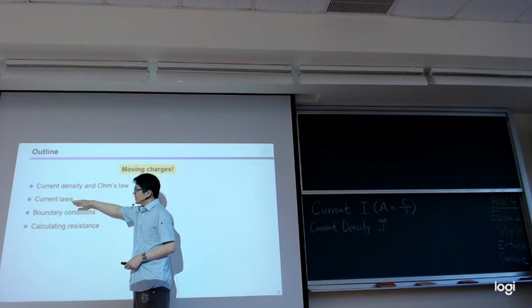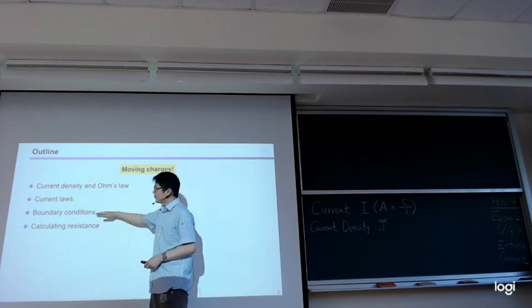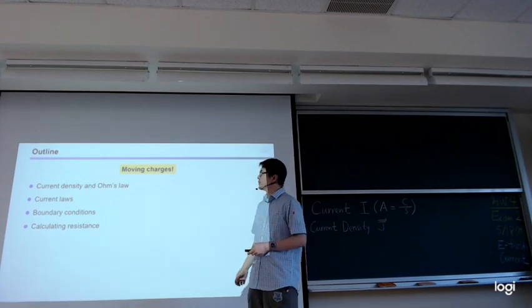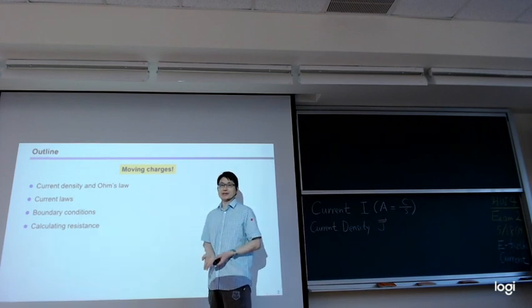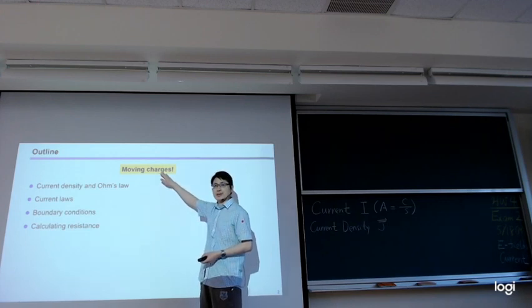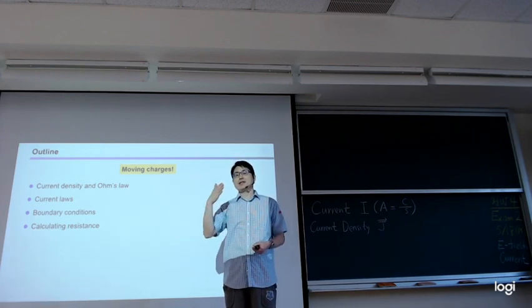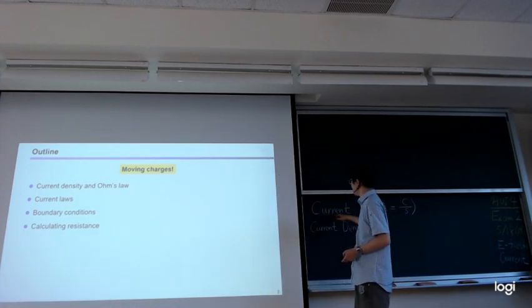And then we are going to talk about Kirchhoff's current law, okay? And then we're going to talk about boundary conditions, and then the method to calculate resistance, right? But anyway, how can you create current? Current, by definition, is you have moving charges, right? Think about it. If you have charge moving in space and time, then you have current, right? So let's come to the blackboard.